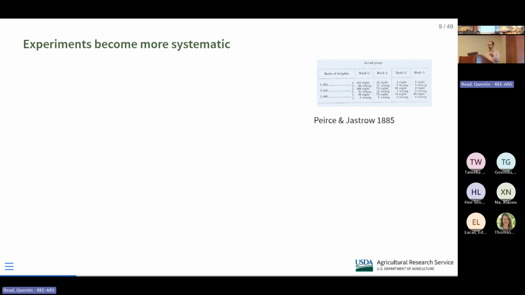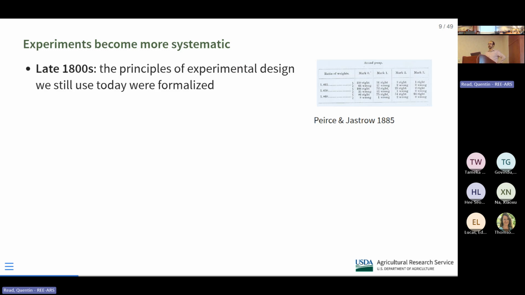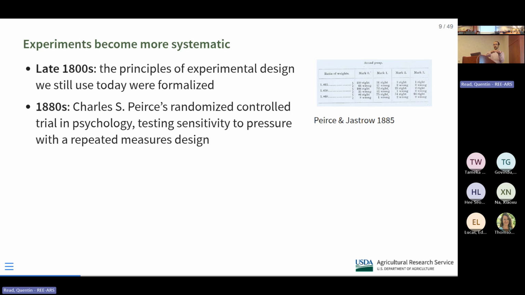Of course, now we would use more replication, but we'll go into that later. So yeah, that was kind of a precursor. It took a while for that clinical trial approach to really catch on after that, but around the late 1800s, the formal, systematic way of doing experiments that we do now was officially set in writing. And Charles Peirce did an early experiment, which we would now call a repeated measures design, testing how sensitive people's fingers were to pressure. So that was a key early experiment.